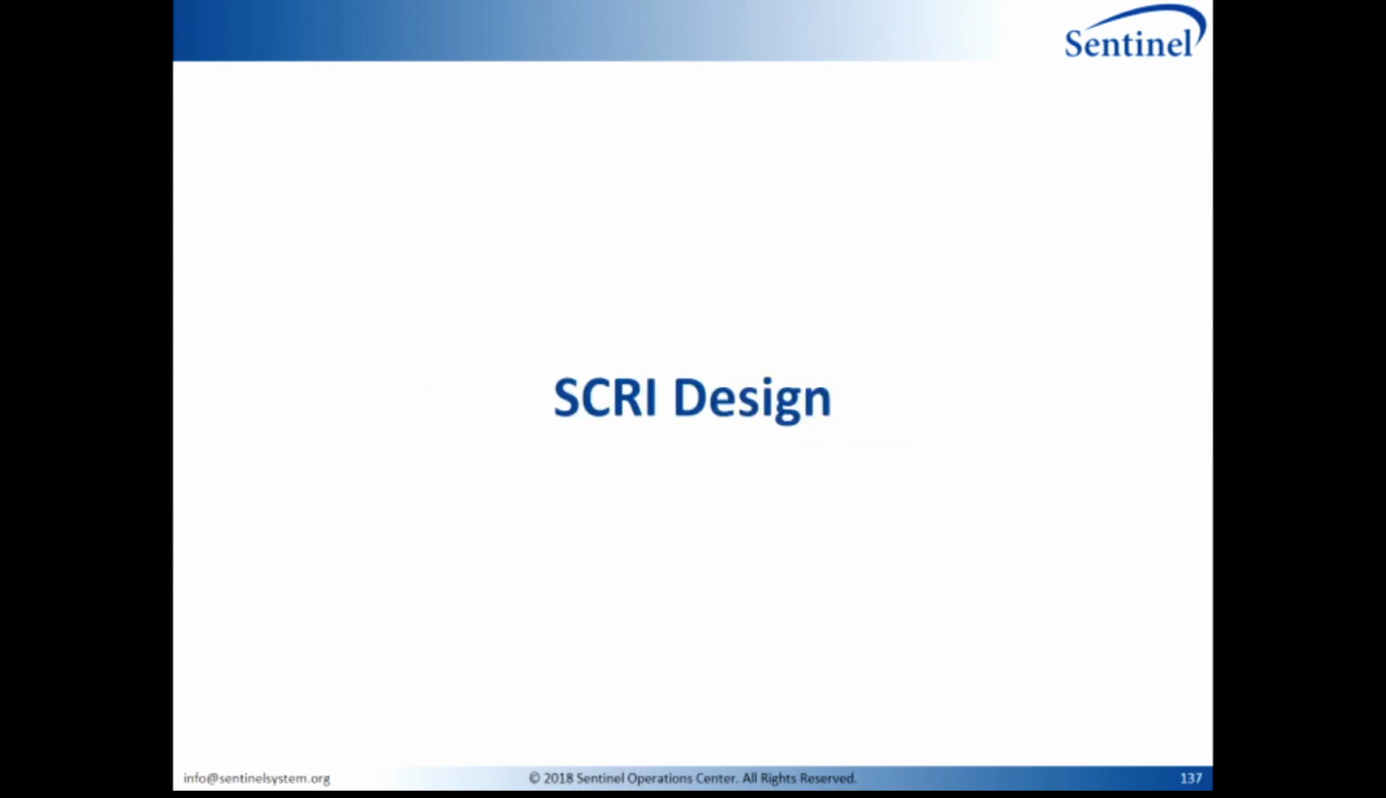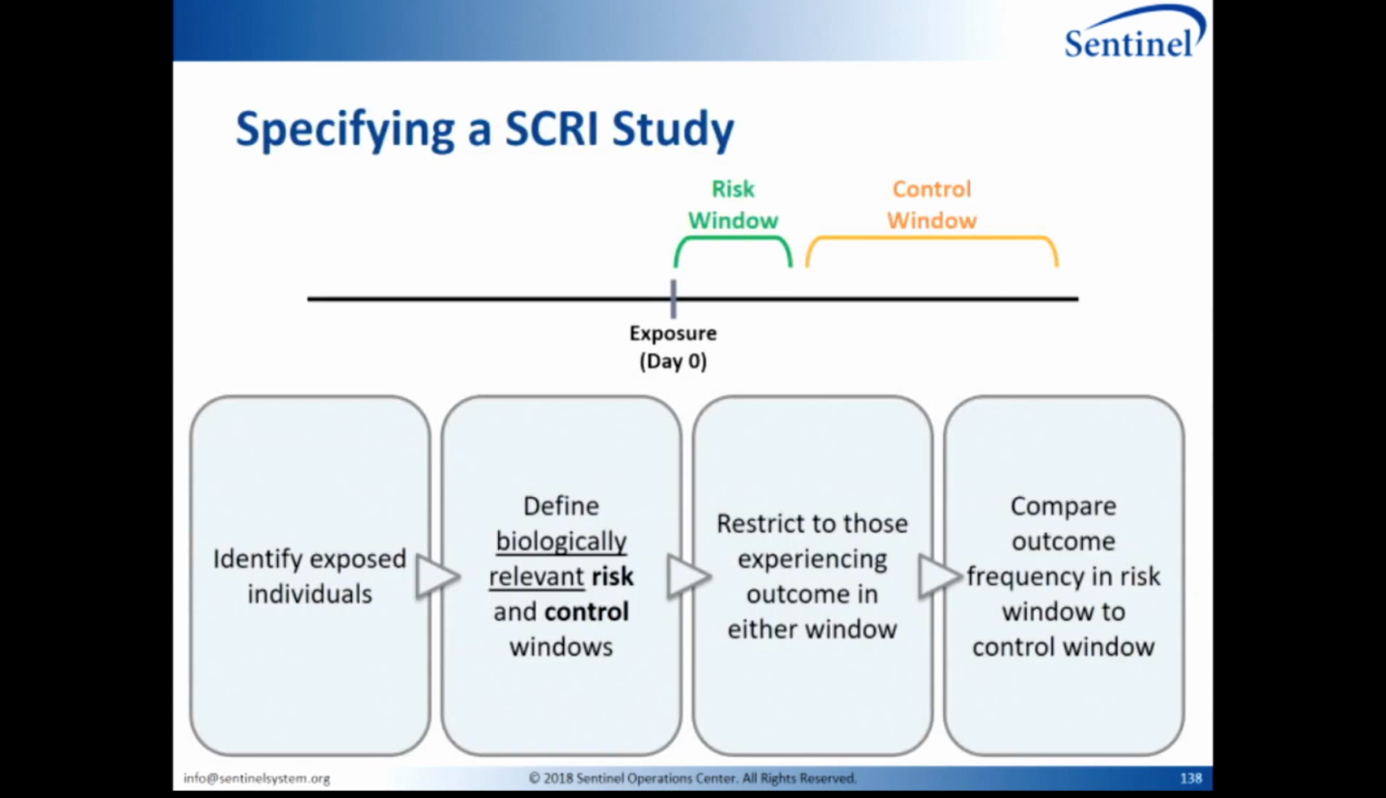So just to go over the design itself, there are broadly 4 steps for an SCRI design. First, we identify exposed individuals. Second, we define a biologically relevant risk and control window relative to that exposure.